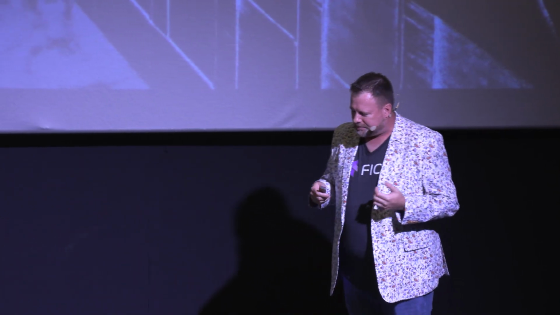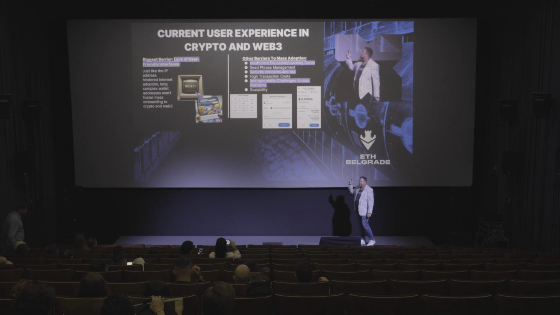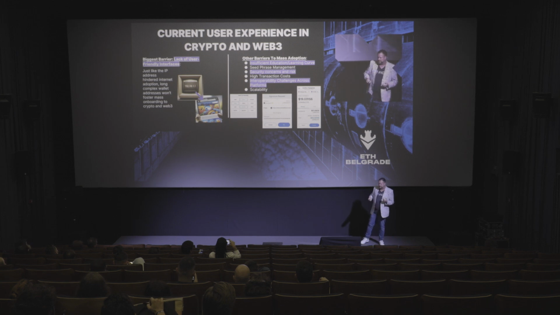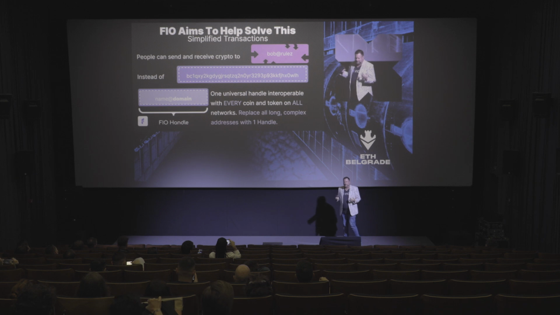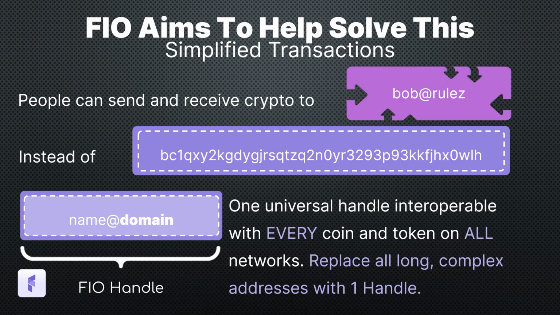Interoperability challenges across platforms, and then scalability is another thing. So I kind of give an example from that image, and many of you experienced this, right? It's a $19 Ethereum transaction with a $20 gas fee. So we've got to evolve to improve that user experience. And what FIO does is we aim to solve this with simplified transactions. So being able to send and receive crypto to any wallet address.